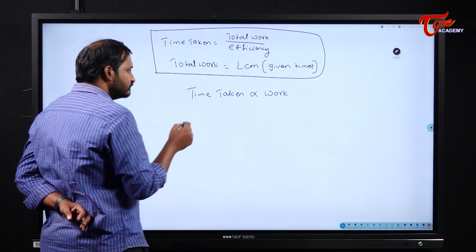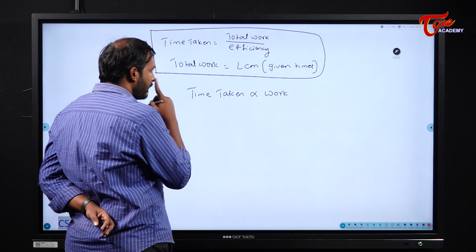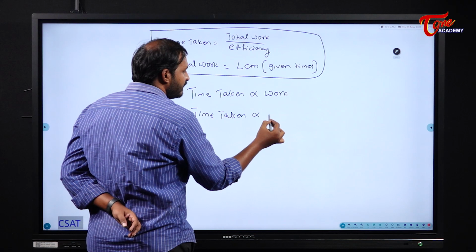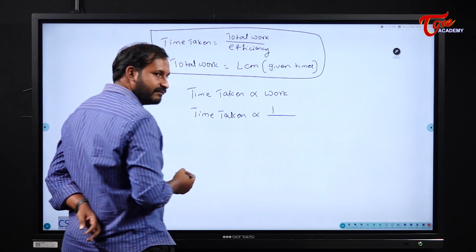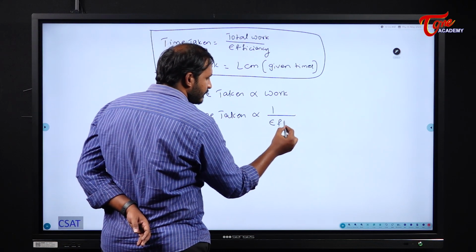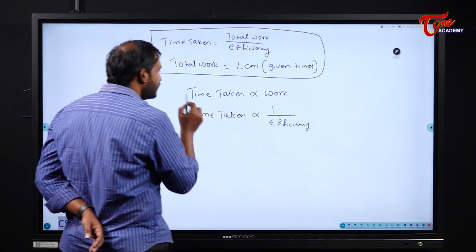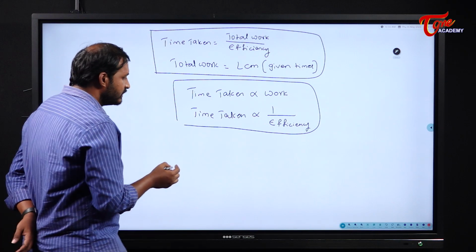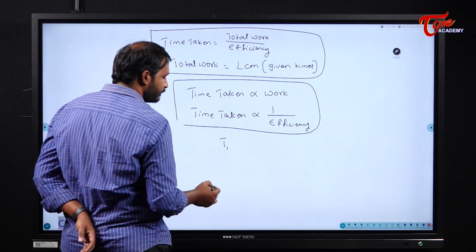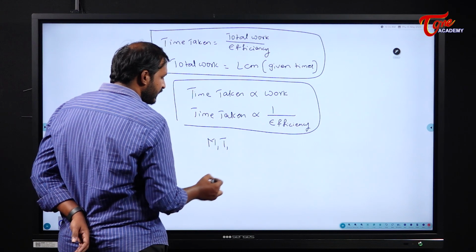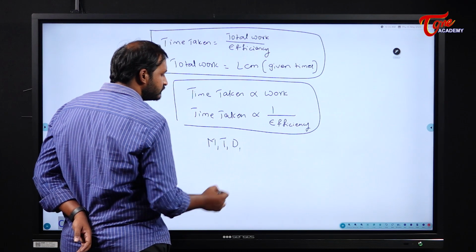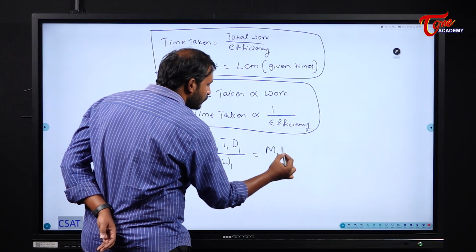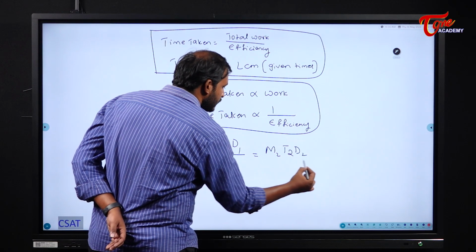Okay, next, similarly, how are the time taken and efficiency related? Time taken and efficiency are related indirectly. Okay, from these two concepts, we will have one formula. Please observe here. M1 T1 D1 by W1 is equal to M2 T2 D2 by W2.